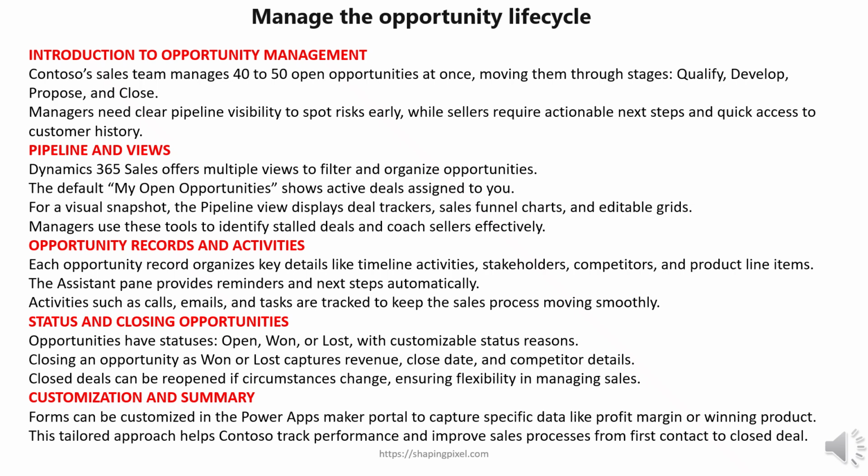Opportunity records and activities. Each opportunity record organizes key details like timeline activities, stakeholders, competitors, and product line items. The Assistant pane provides reminders and next steps automatically. Activities such as calls, emails, and tasks are tracked to keep the sales process moving smoothly.